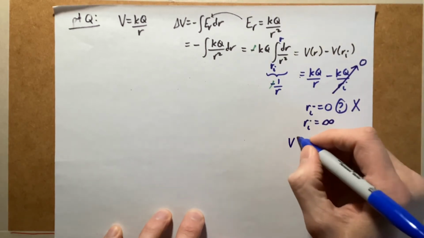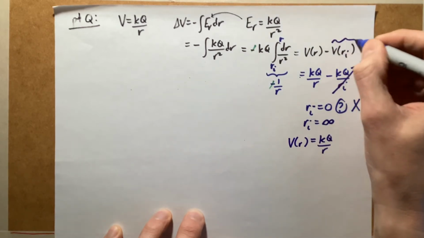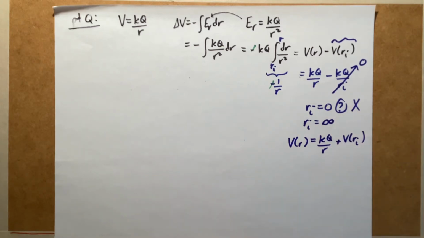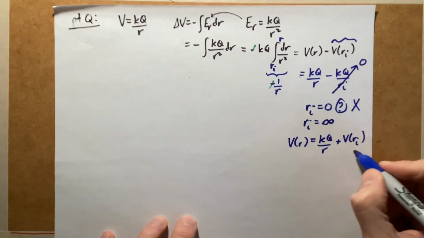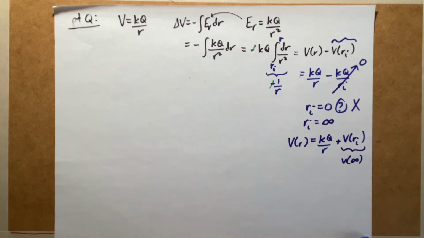I'm instead going to choose r initial as infinity, really far away, because that will make that go to 0. So what I have is the voltage function is going to be kq over r, and then bringing this over to the other side, what I want to set my voltage to at that reference point. So this represents the voltage at infinity. Again, you can choose what you want that to be.